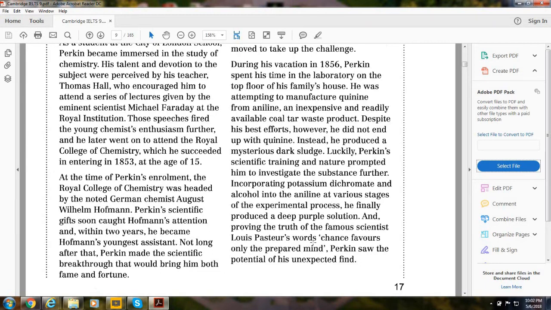So definitely Louis Pasteur is there, Perkin is there, and it is not given if Perkin was inspired directly. So you cannot make a guess on your own. You should always depend on the passage they give you. So according to this, proving the truth of the famous scientist Louis Pasteur's words, chance favors only the prepared mind, basically you just got to go with not given, because clearly it is not given whether Perkin was inspired or not.